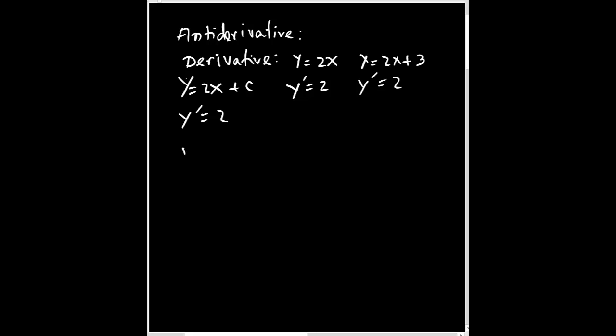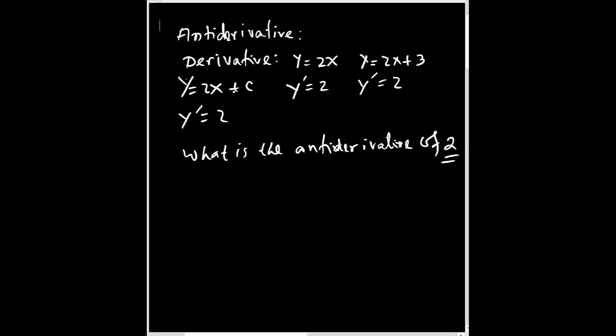Now the question is, what is the antiderivative of 2? We have seen 2 is the derivative of these three functions. So the antiderivative of 2 must be either 2x or 2x plus 3 or 2x plus c.